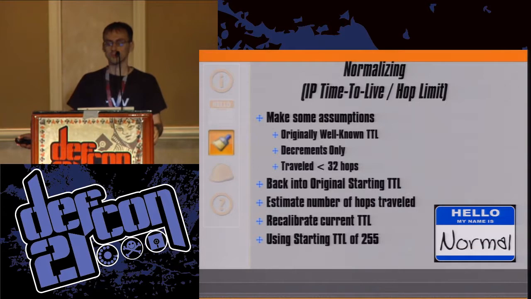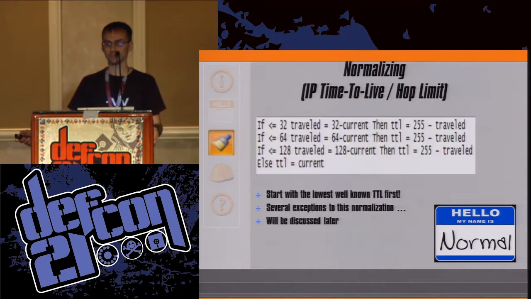Now what the algorithm does is it takes that current TTL and backs into one of those well-known values to estimate the number of hops traveled. Then it recalibrates the current TTL by taking a new standardized starting TTL of 255 and subtracting the hops to arrive at a brand new recalibrated current TTL, and then it puts that in the packet. That's the overall flow of the algorithm, the steps that it takes. This is a more logical view.